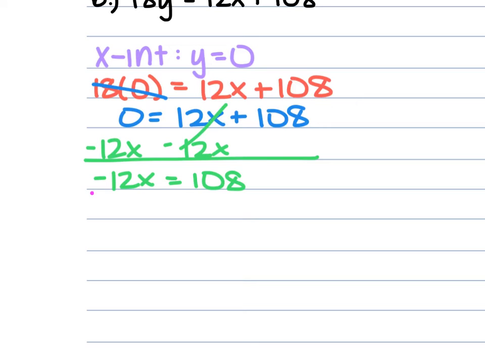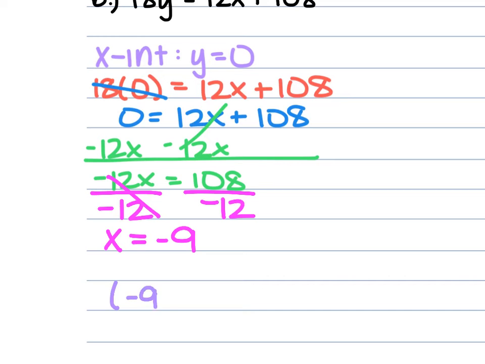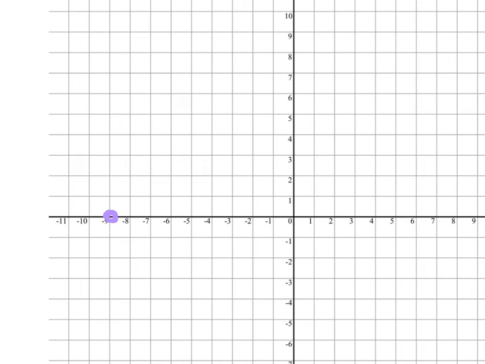Then I'm going to divide each side by the negative 12. 12 goes into 108 9 times, so x is equal to negative 9. This is the ordered pair (negative 9, 0). So on my coordinate plane, (negative 9, 0) is here.